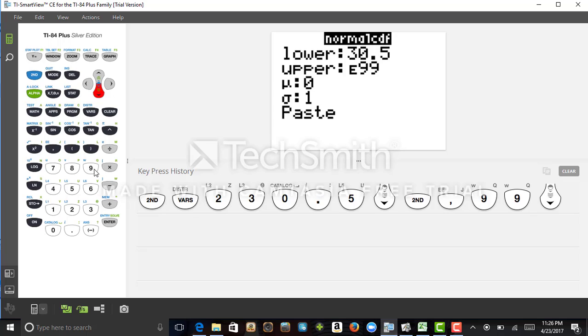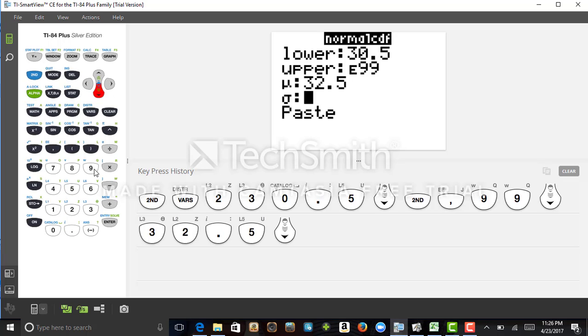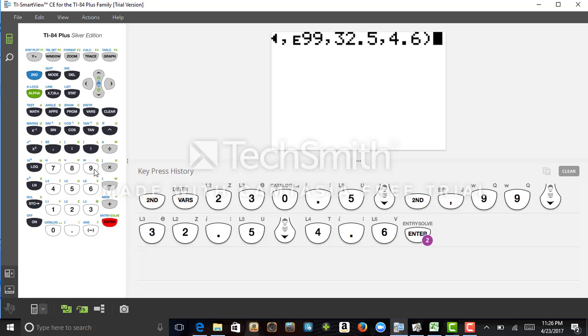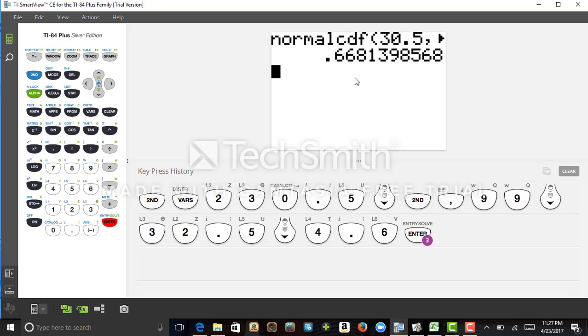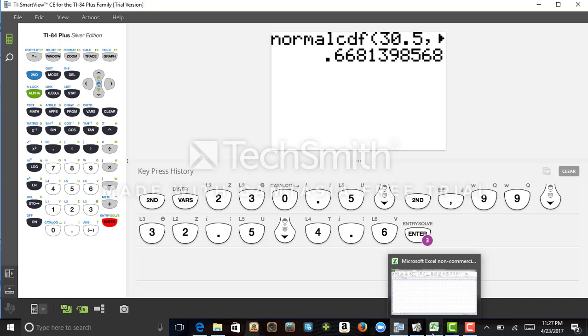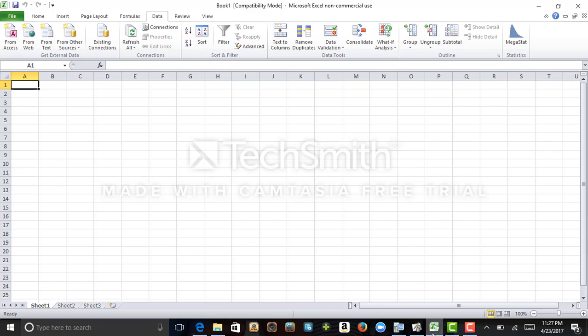Our mean is 32.5 and our standard deviation is 4.6. And the answer is the same, 0.6681, which is also 67%.